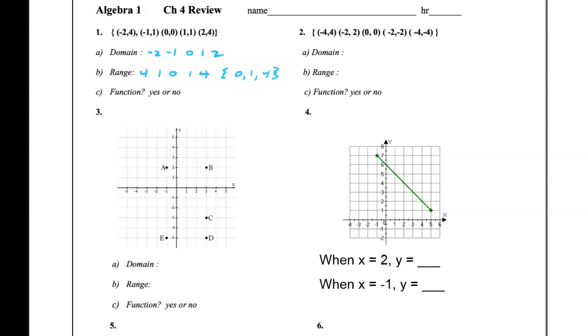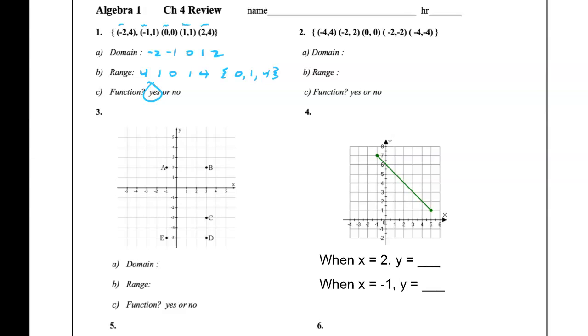Okay, and the last thing, do you remember if it's a function or not? Yes. Do you remember how to tell? I can help you along if you want. So what most people do is they look at the x values first. If the x values are all different, it's automatically a function. So I guess we'll start off with, are all the x's different? Yeah. Automatically it's a function. So, good.